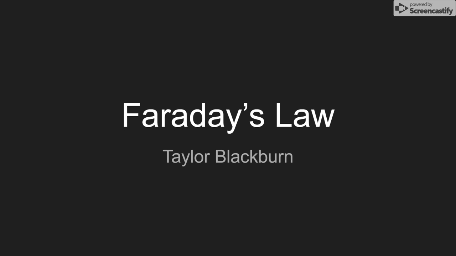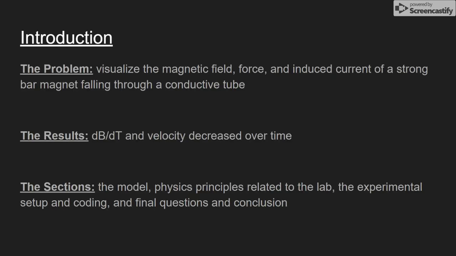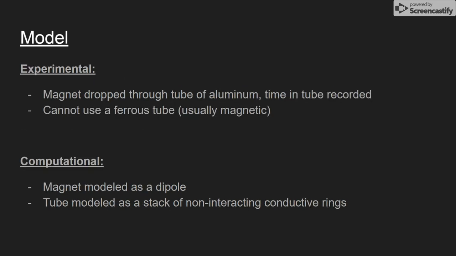This is Lab 5, Faraday's Law. So the problem in this lab is that we need to visualize the magnetic field, force, and induced current of a strong bar magnet falling through a conductive tube. The results overall show that dB/dt and velocity decreased over time, and the sections that we'll go through include the model, physics principles related to the lab, experimental setup and coding, and final questions and conclusion.